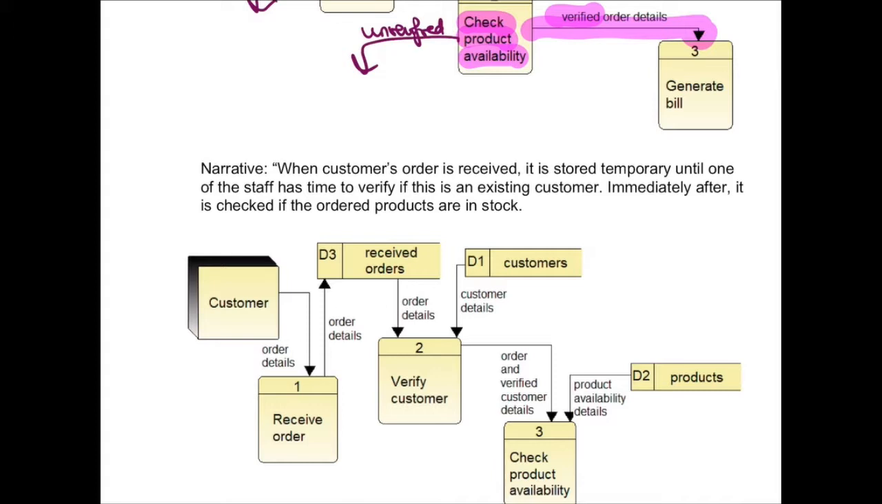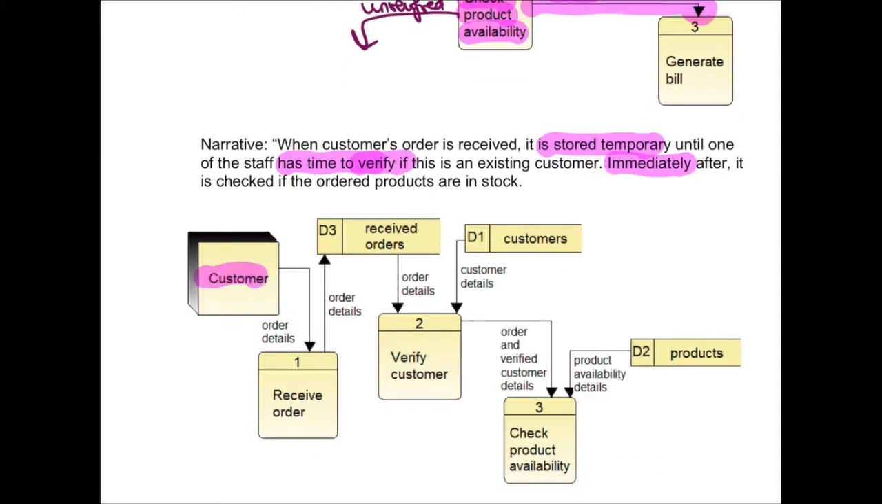This one says, when the customer's order is received, it is stored temporarily until one of the staff has time to verify. This is an existing customer. Immediately after it, it is checked if the ordered products are in stock. So the customer sends the order, but it is stored temporarily, so we just receive the order. There is no processing of the data, no transformation. Because there is no transformation, these two have the same labels, right? And we update the received orders data store.